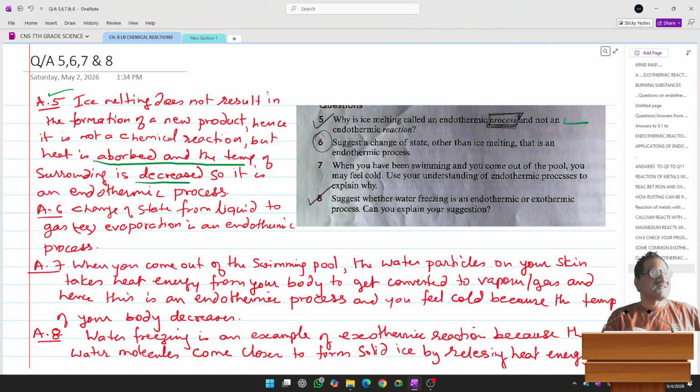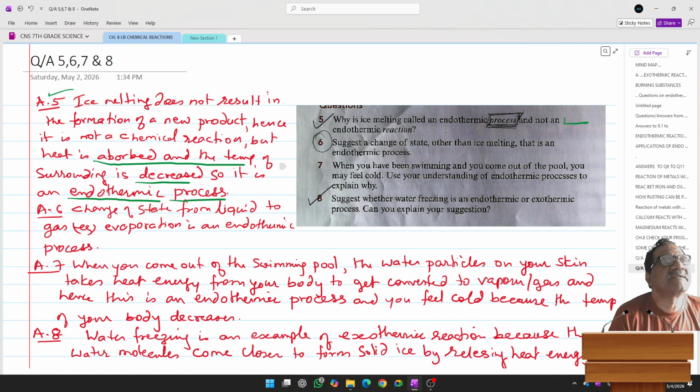Because heat energy is absorbed and the surrounding temperature is decreased, it is endothermic. And because it is not a chemical reaction, it is just a change of state, we will call it an endothermic process and not an endothermic reaction. So that should be your answer to this question number 5.